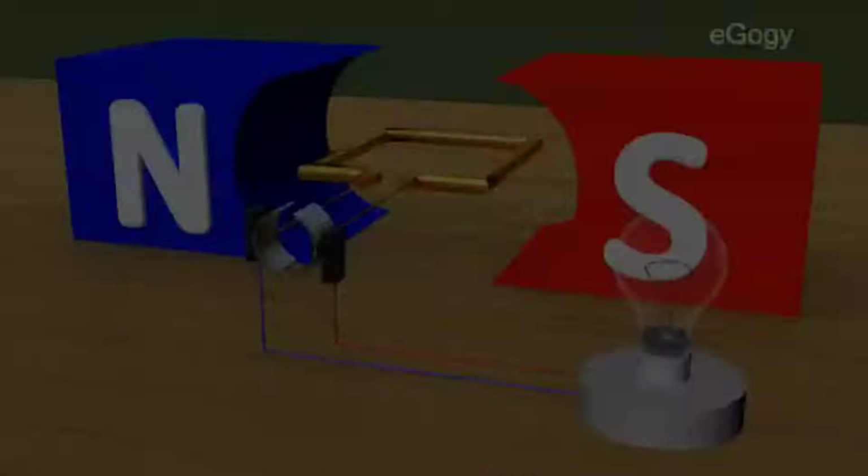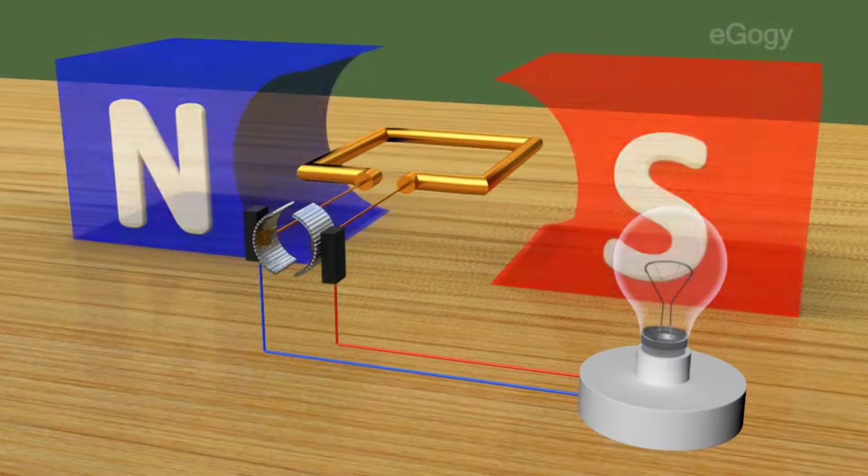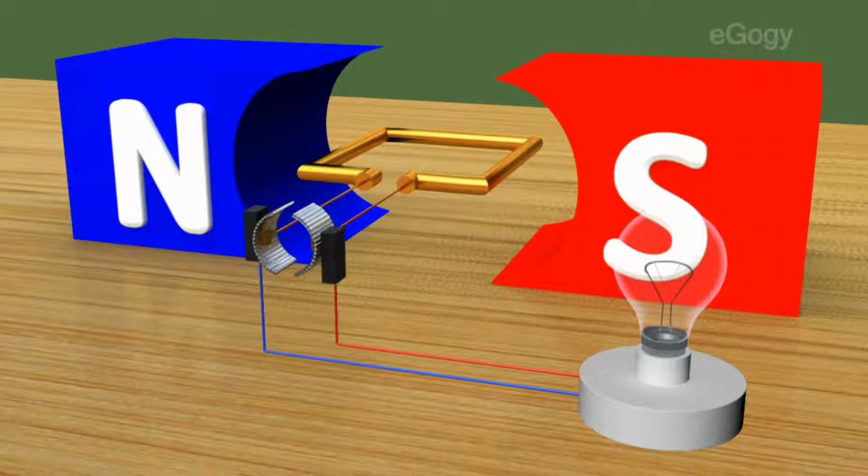DC generators. As with an AC generator, the DC generator also has a field magnet and an armature coil. In DC generators, the slip rings are replaced by split rings.